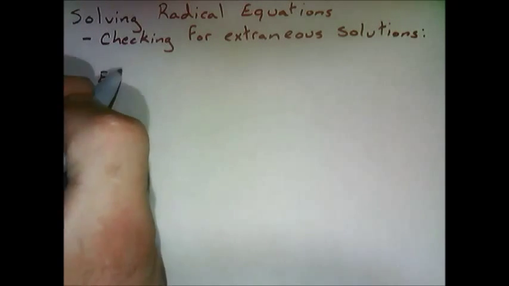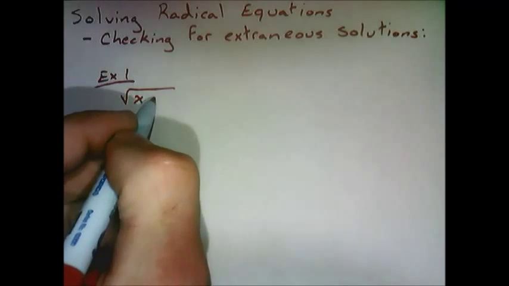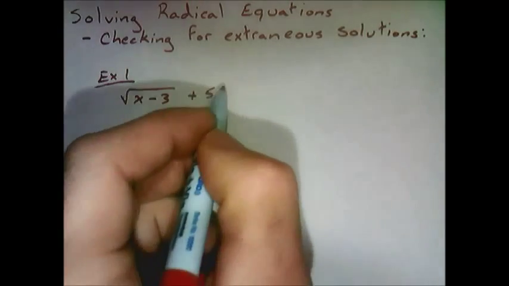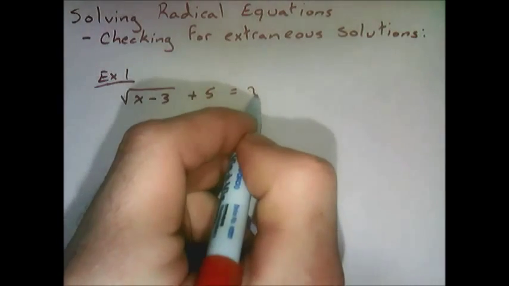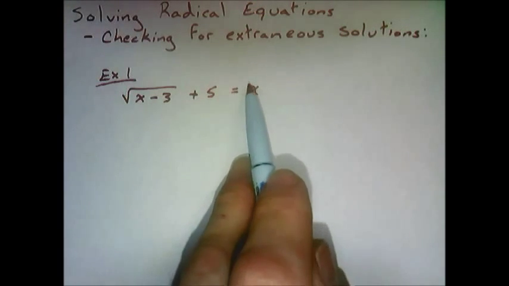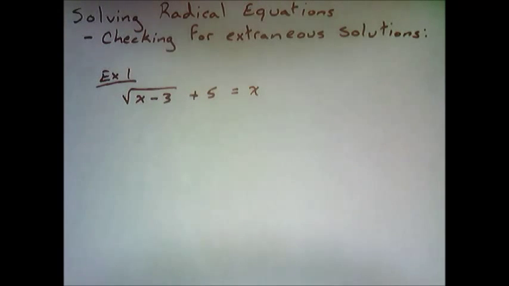So let's go ahead and look at example 1. We're going to start out with a radical, let's say x minus 3, and we'll do something with it, say add 5, and we're going to set this equal to an x. A couple of things should be different than our introduction: we have an x on the other side of our equal sign, outside of our radical. This is where things are going to allow us to see those extraneous solutions.